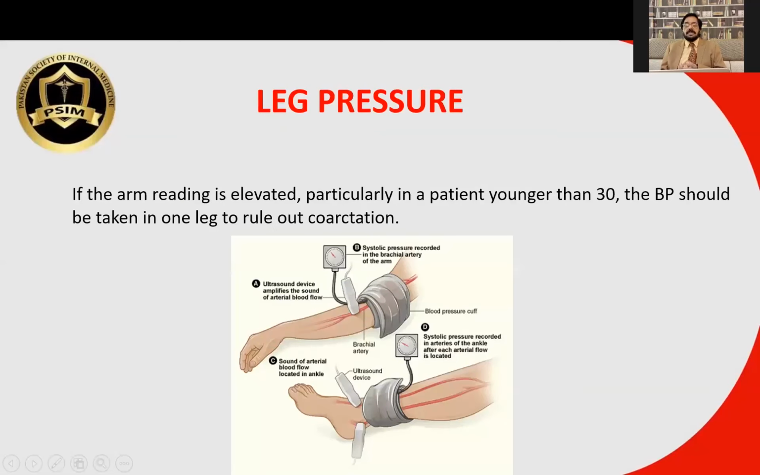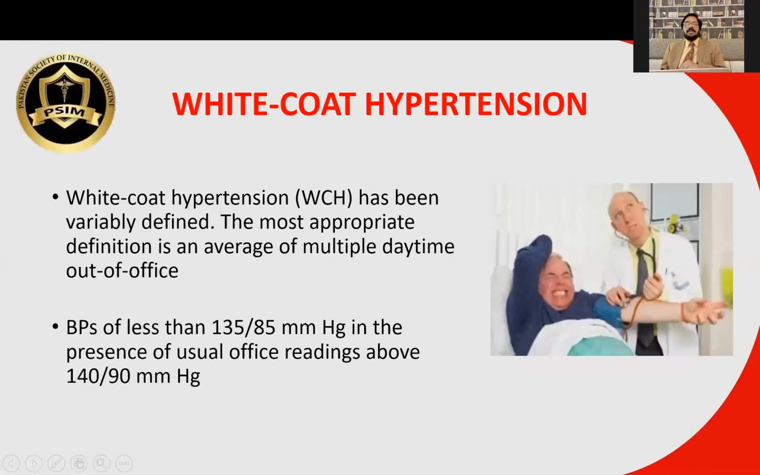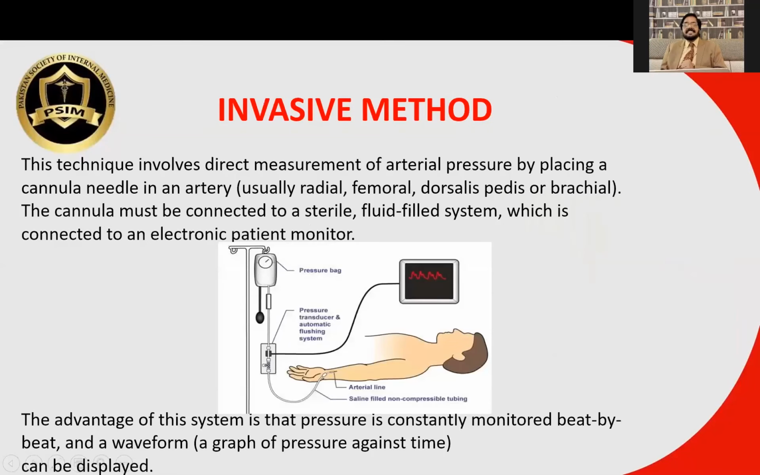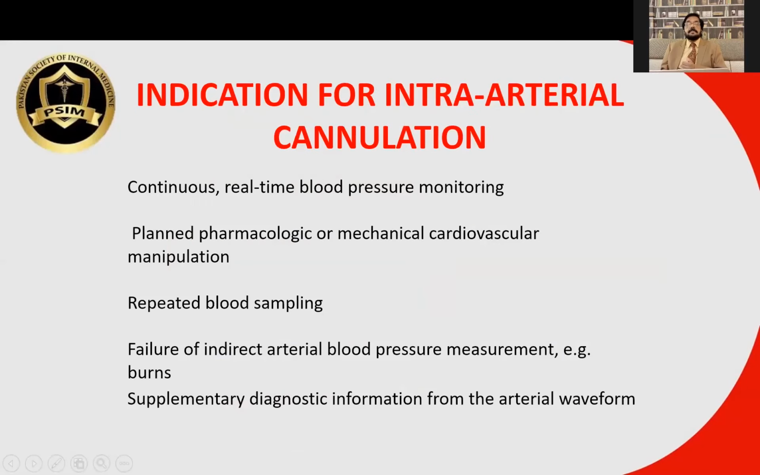Now coming towards the leg pressure, I talked about that much, then sleep. Yes, Dr. Char told us. White coat hypertension. Yes. One is the invasive method. Invasive is if you want to monitor the blood pressure and you are not able to record the blood pressure which is normally recorded indirectly, then you can use a cannula, and this is again basically joined with oscillometry, and you can have this blood pressure recorded. So this is how the cannula is inserted.